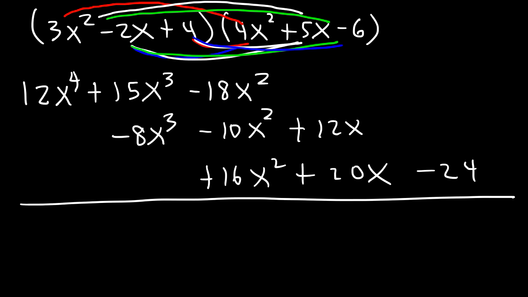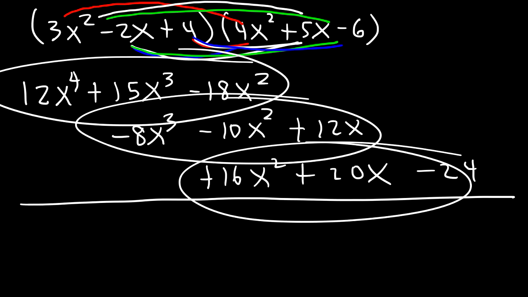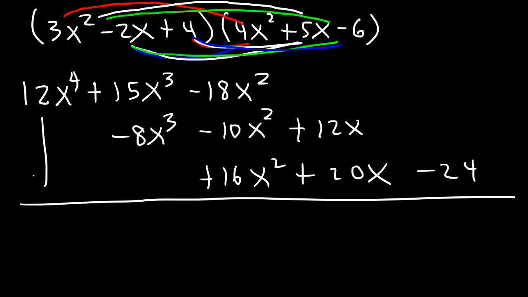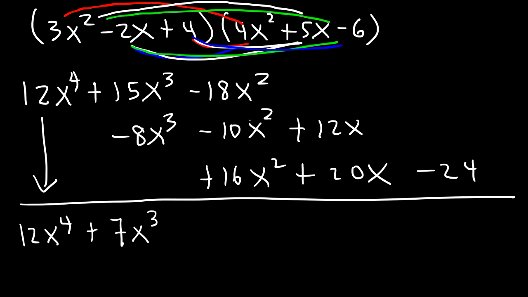So as you can see, we have a total of 9 terms before combining like terms. 3, 6, 9. Now we can't combine 12x to the fourth with anything, so let's bring it down. 15 plus negative 8, that's positive 7. And then negative 10 plus 16, that's positive 6.